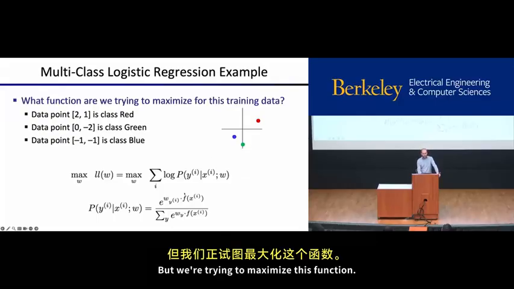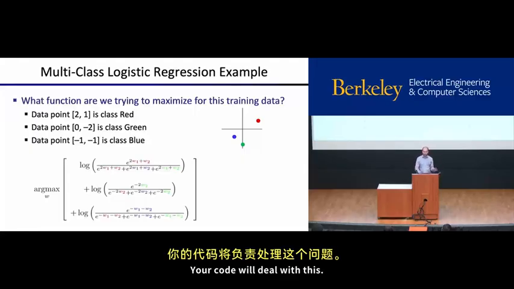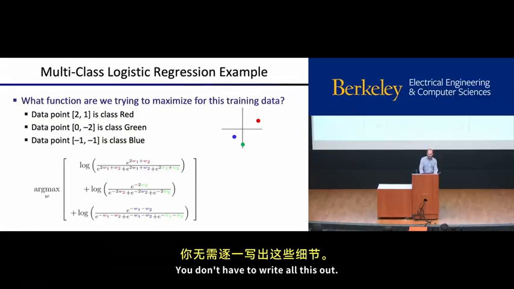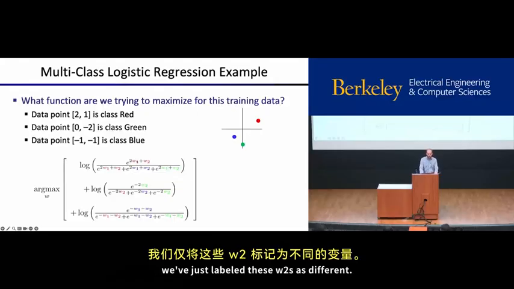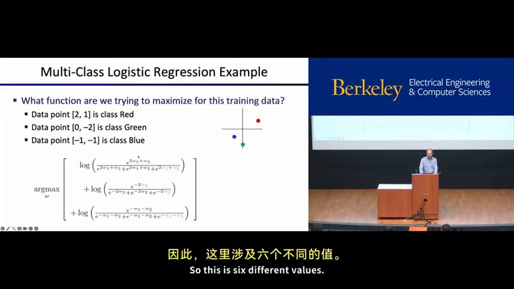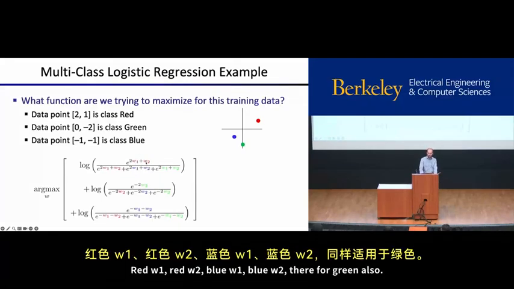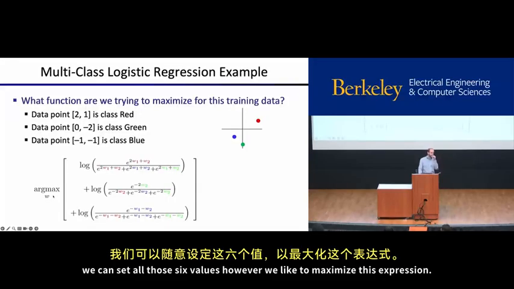But we're trying to maximize this function. So here it is. Sorry, your code will deal with this. You don't have to write all this out. Rather than putting even more subscripts and superscripts on, we've just labeled these W's as different. So this W1 is different from that W1. This is red W1. This is blue W1. So this is 6 different values: red W1, red W2, blue W1, blue W2, and green also. And so we're trying to maximize, we can set all those 6 values however we like to maximize this expression.